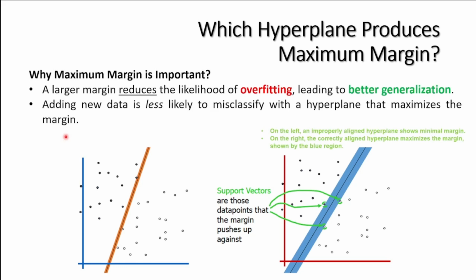Okay, why is the maximum margin important? A larger margin reduces the likelihood of overfitting. I think we did discuss overfitting last week. We have just fit, we have underfit, and we have overfit. Overfit is the same thing when we talk about machine learning in general.